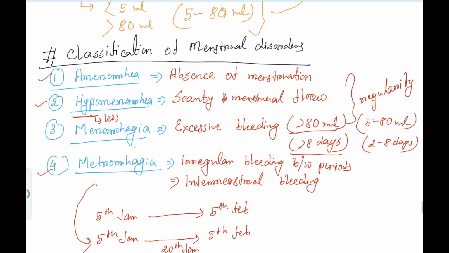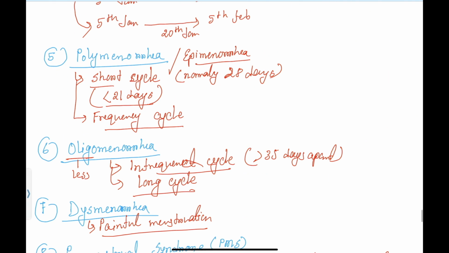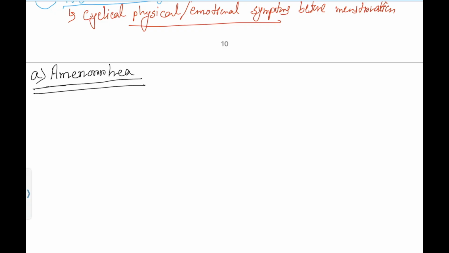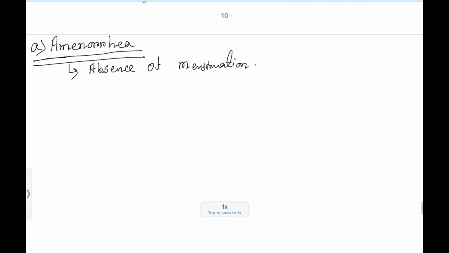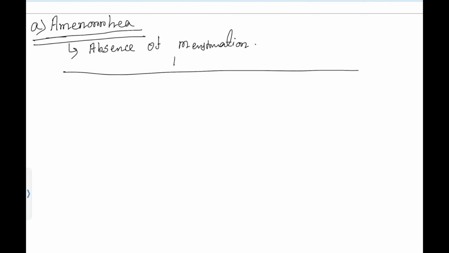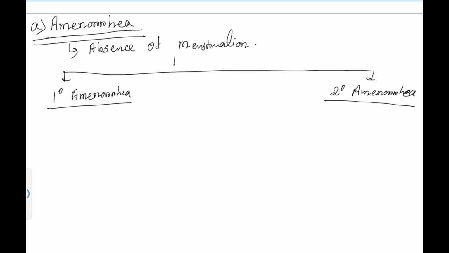Now today's topic of discussion will be amenorrhea. We will be discussing this amenorrhea in detail. So let's get started. What does amenorrhea mean? Amenorrhea means absence of menstruation. This absence of menstruation will be classified into two types. One is primary amenorrhea and another one is secondary amenorrhea. Now how will you differentiate between primary amenorrhea and secondary amenorrhea?